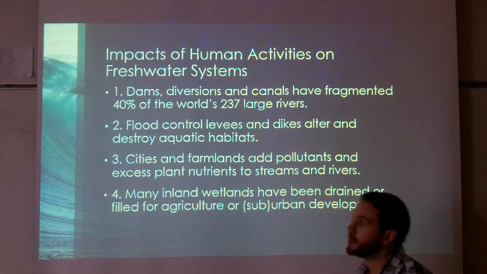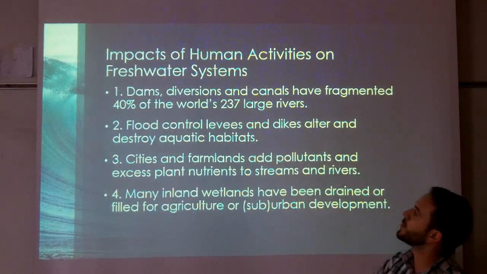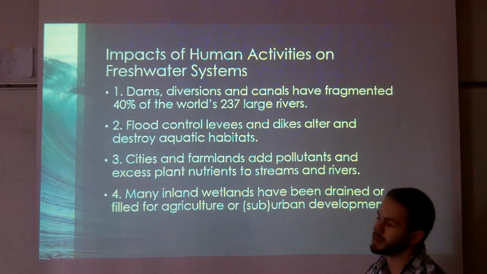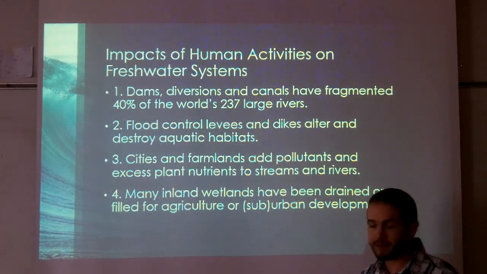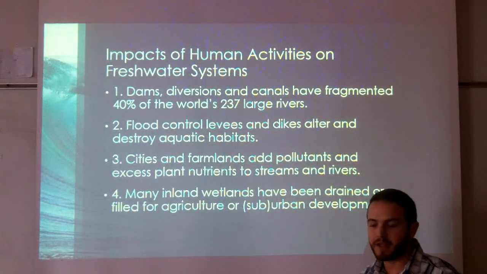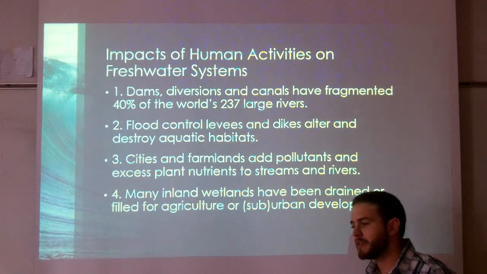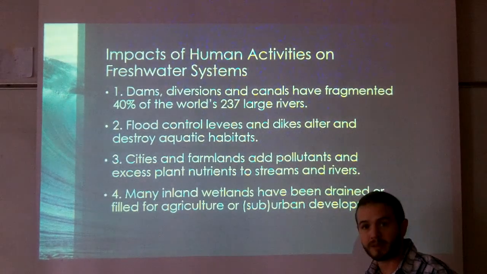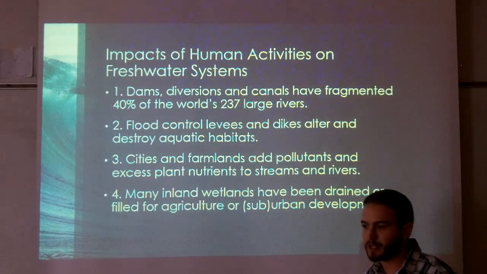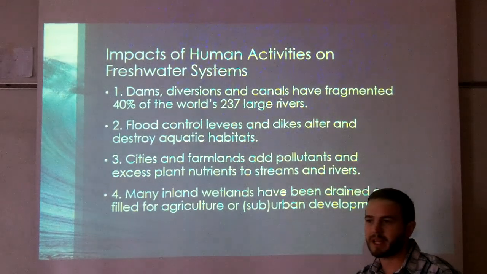All that comes at a cost, though. Dams, diversions, and canals have fragmented 40% of the world's 237 large rivers. If you are south of a river, you're getting less water now if there's a dam there. That means there's less water for any humans who live south of the dam. There's less water for all of the organisms that live south of the dam. And then north of the dam, guess what? There used to be a river. Now there's a lake. So the river ecosystem is destroyed and replaced by a lake ecosystem.